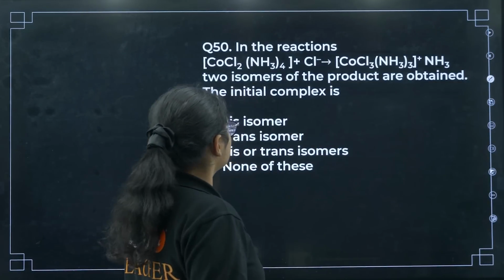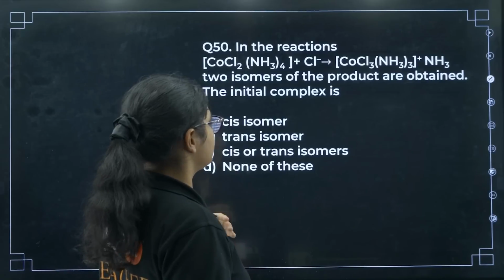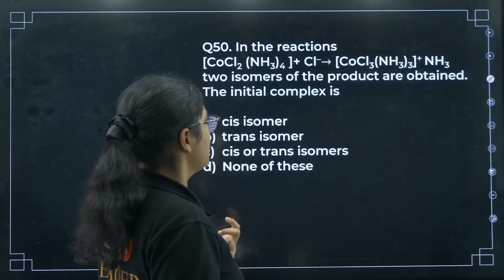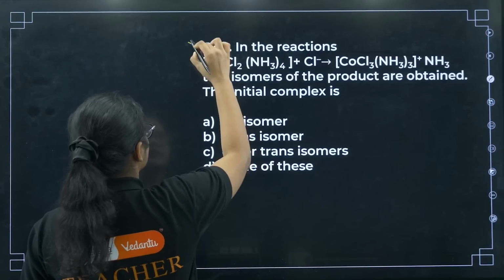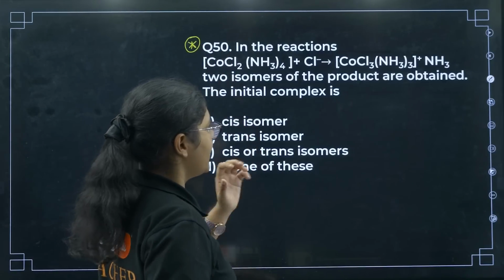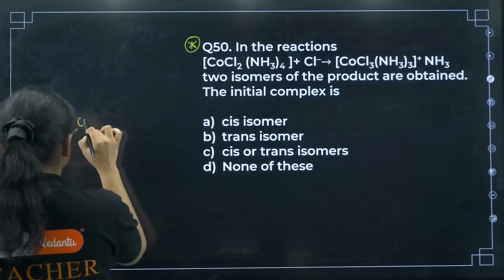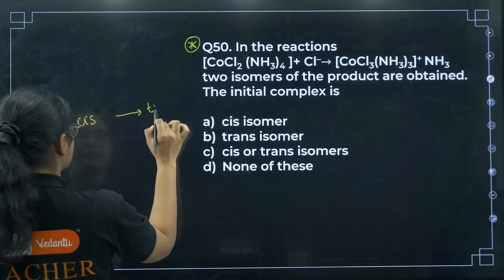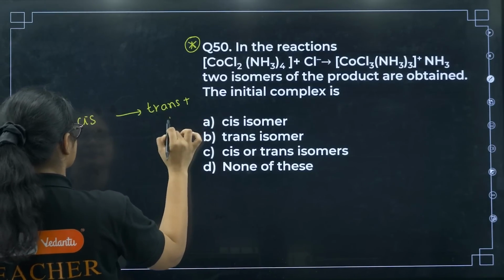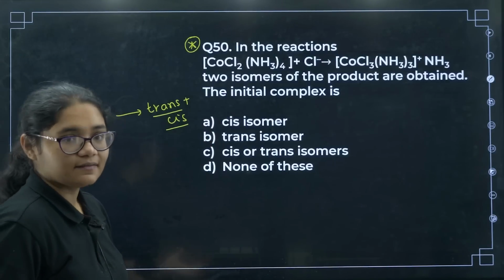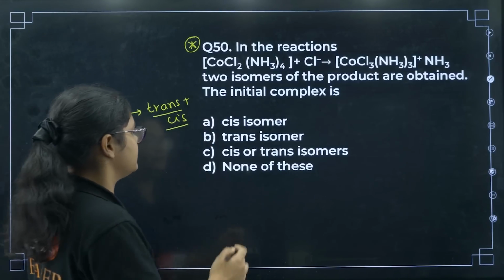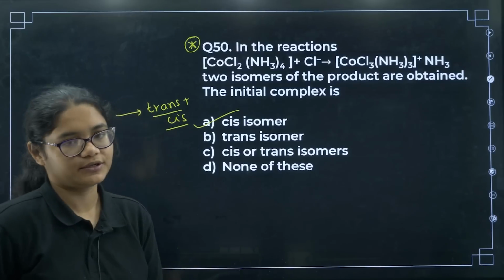Okay, next, in the reaction here, 2 isomers of the product are obtained. So the initial complex is, okay, so this is again a tricky question. See, when the reactant is cis, in the product you will get trans plus cis. So if you are getting 2 products, that is trans and cis, then the reactant must be a cis isomer. So correct answer is option number A.